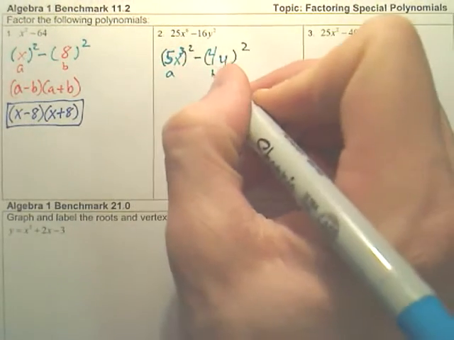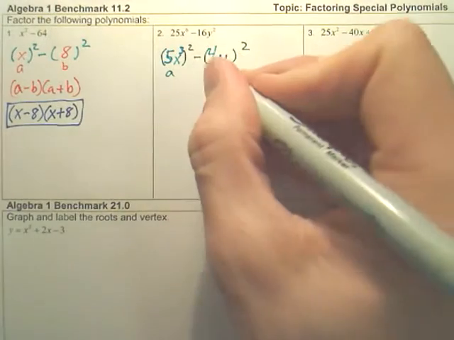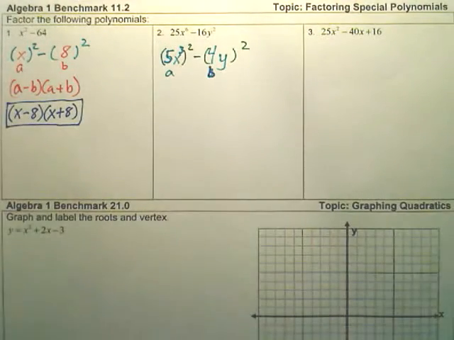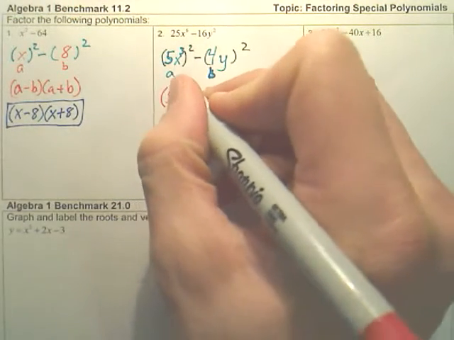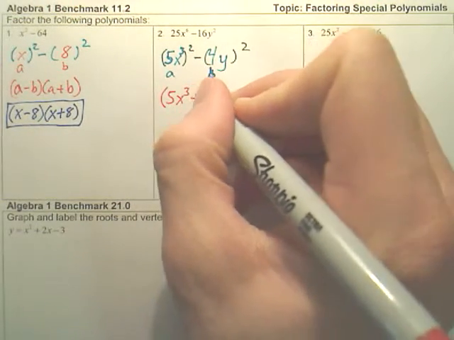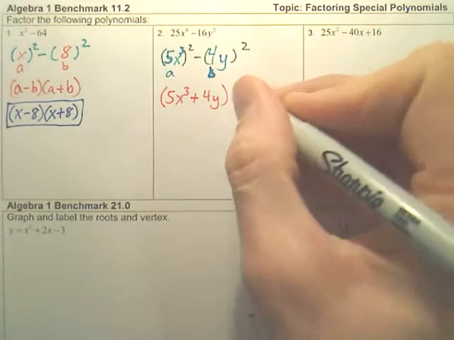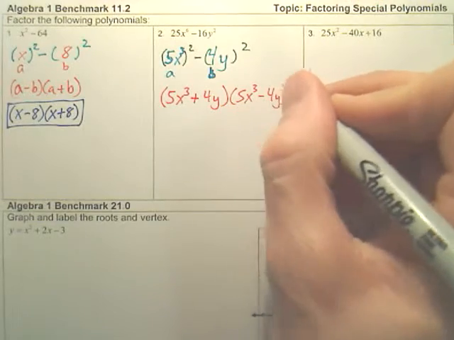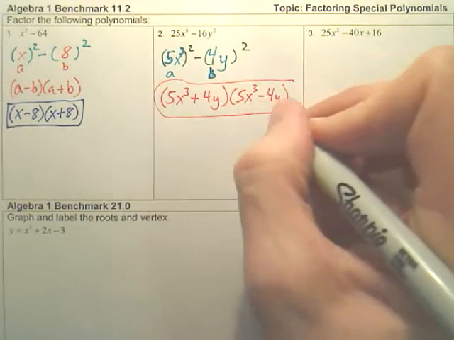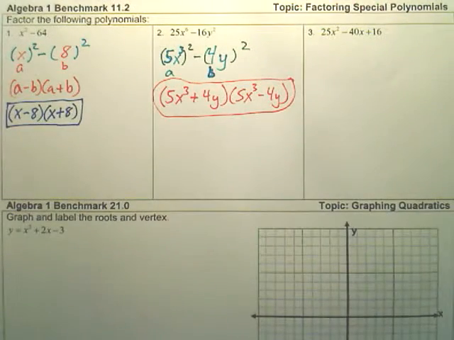This is your A. This is your B. So we now have A plus B and A minus B. And we are done. A plus B, A minus B.